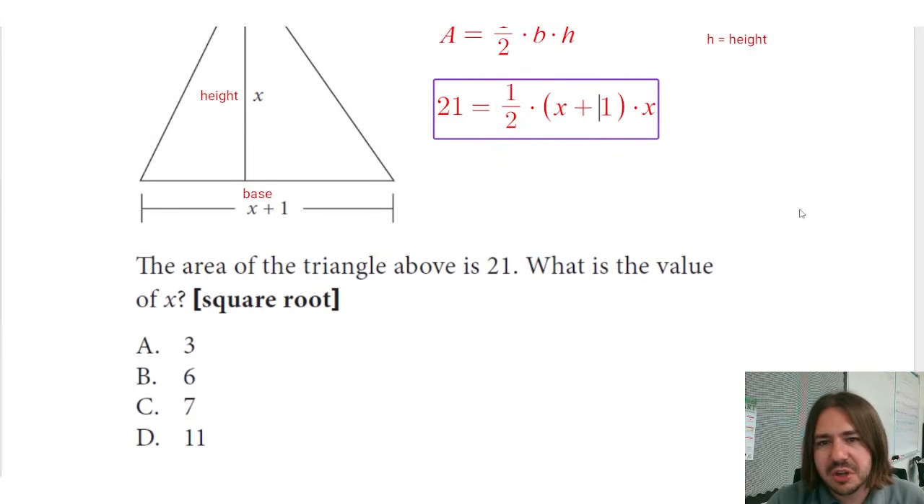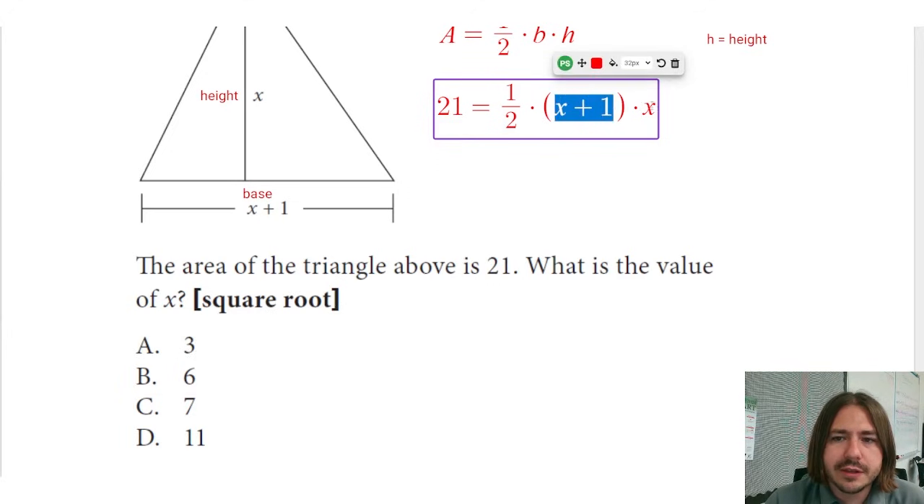That way, if it looks a little different, or if it's an open-ended question, you could still answer it. But at this point, what I would do is just plug the answer choices into x and see which one gives you 21. So really quickly, if x is 3, x plus 1 would be 4, right? So 4 times 3 would be 12. Half of 12 is 6. It's not 21.